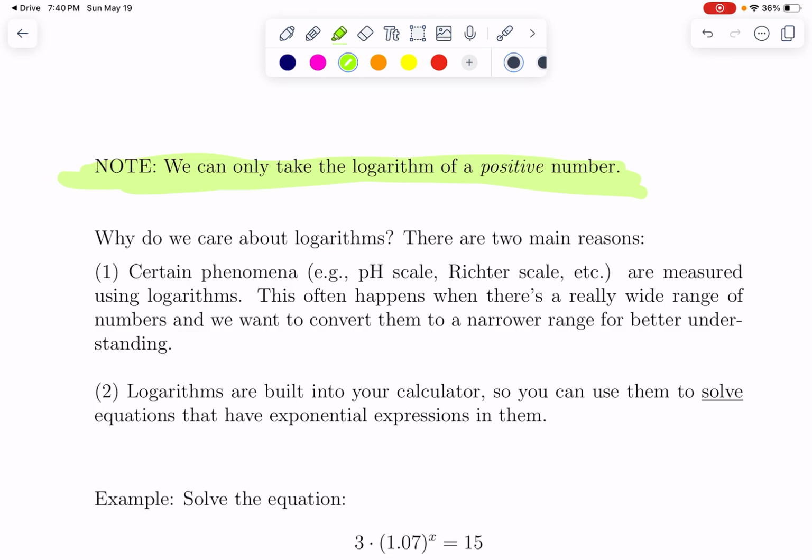Now, why do we care about logarithms? 2 reasons. From a practical point of view, they are helpful for measuring certain kinds of phenomena where the numbers might otherwise be overwhelming.